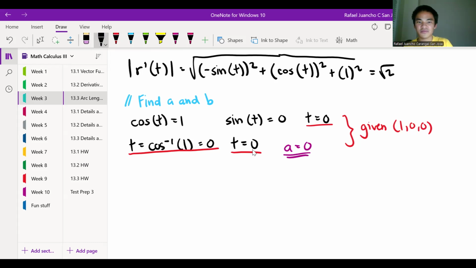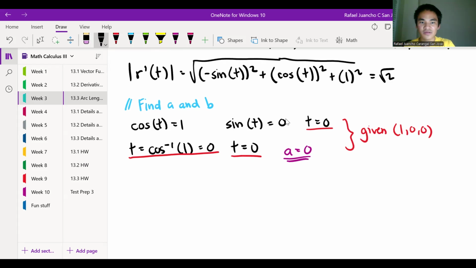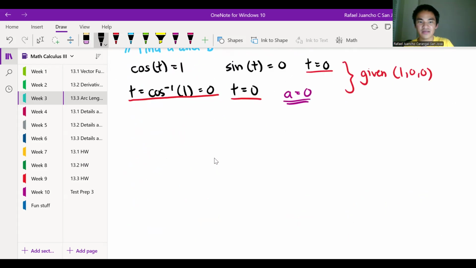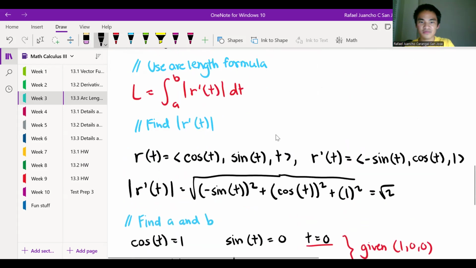Now I need to find my b. So my b is, okay, I look at my next point. So here I again have cosine of t equals 1. So my t is again 0, right? Then I look at my sine of t, which is again 0.